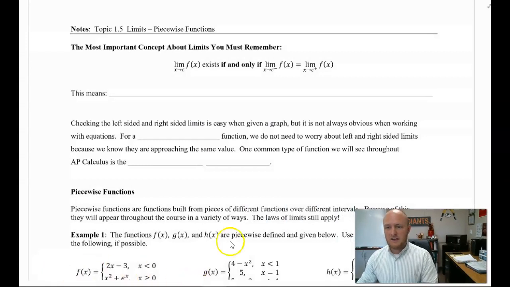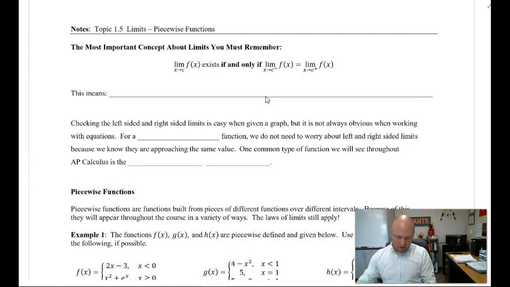We're going to go ahead and find limits of piecewise functions. Now, you may not have worked much with piecewise functions in your earlier classes. These are just functions defined by pieces, hence the term piecewise functions. We'll look at an example of piecewise functions here in a moment.